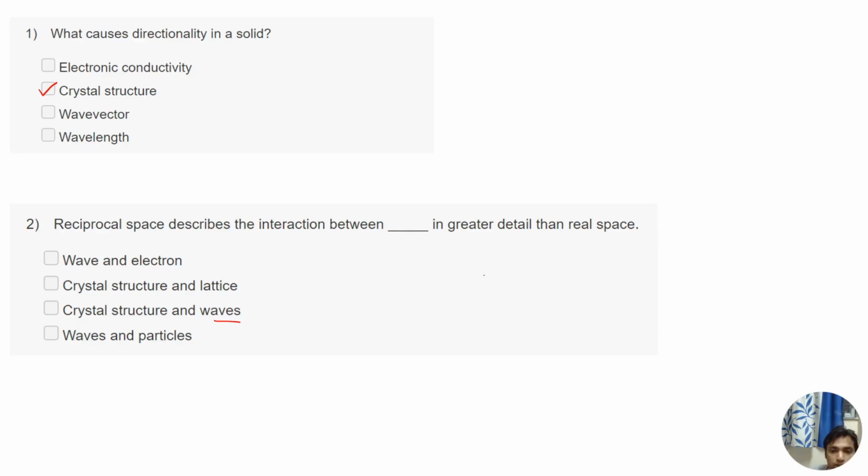So what are the waves? We had the crystal structure and we looked at how these waves, so one wave is coming like this, another wave is coming like this, of wavelength lambda, and we saw it is the waves which are interacting with this crystal structure, right? So your correct answer is crystal structure and the waves.